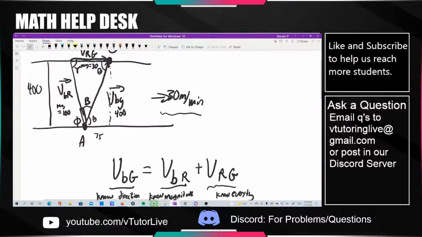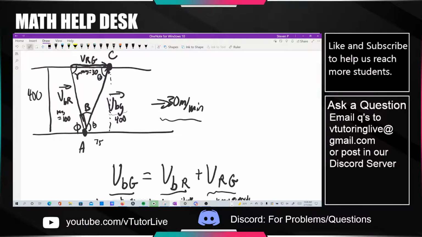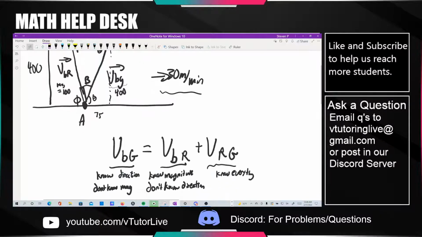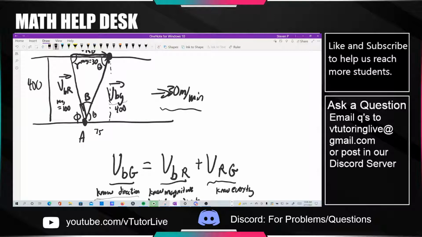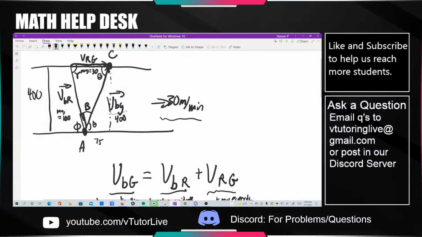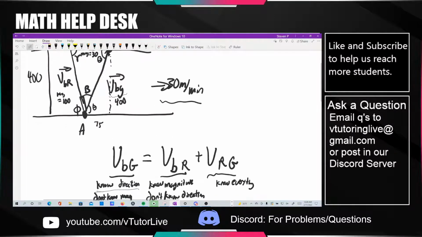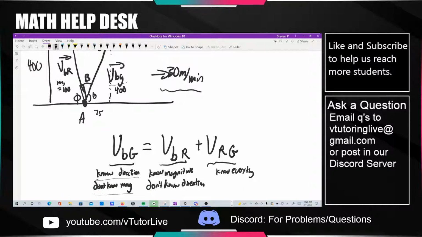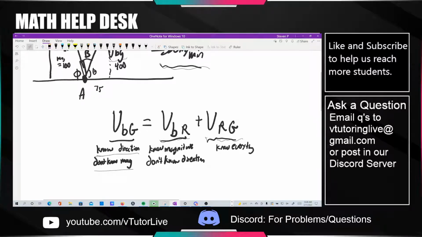So your overall trajectory, like V of boat relative to the ground, is sort of pointing from A to C. And the issue is you don't know the direction of that vector, right? Excuse me, sorry, we know the direction, we don't know the magnitude of VBG, which is basically the same as the vector from A to C, or at least in the same direction. So what else do we know? We do know the velocity of the river relative to the ground. That's just the current, the 30 miles a minute or whatever.